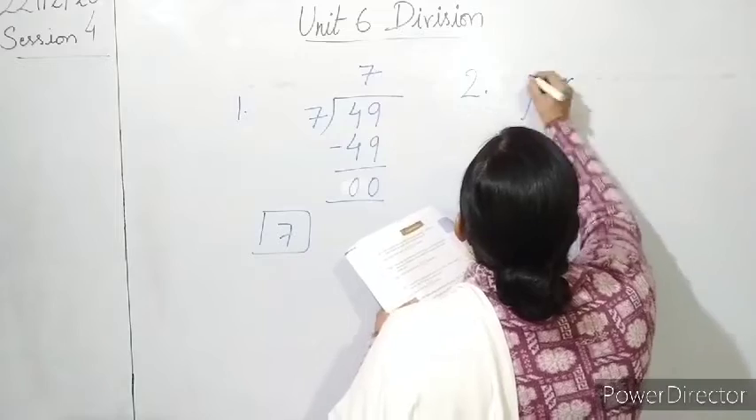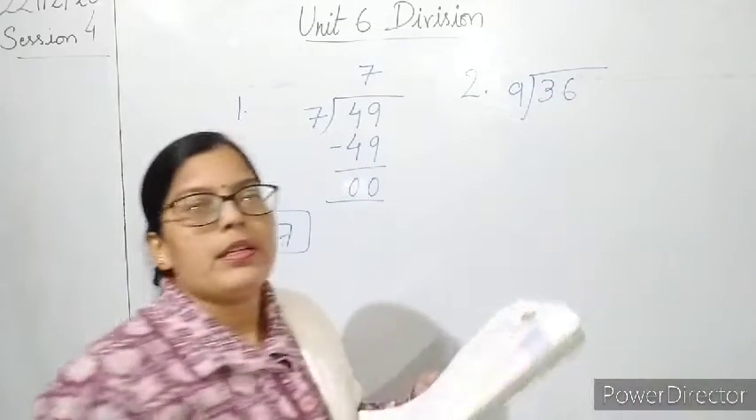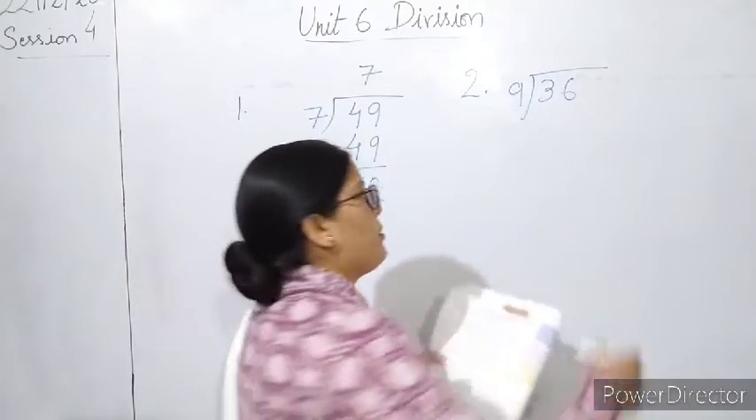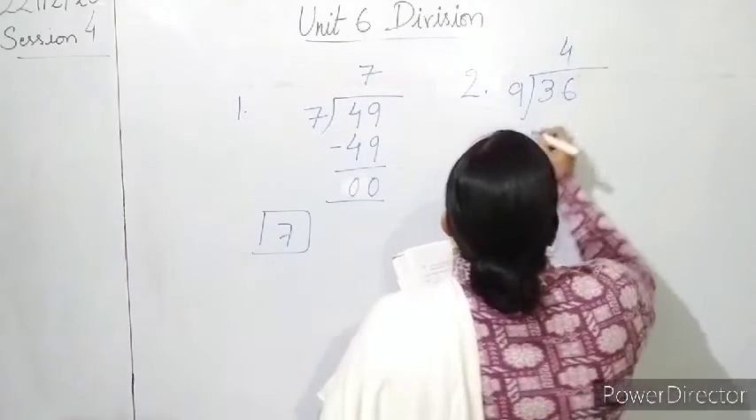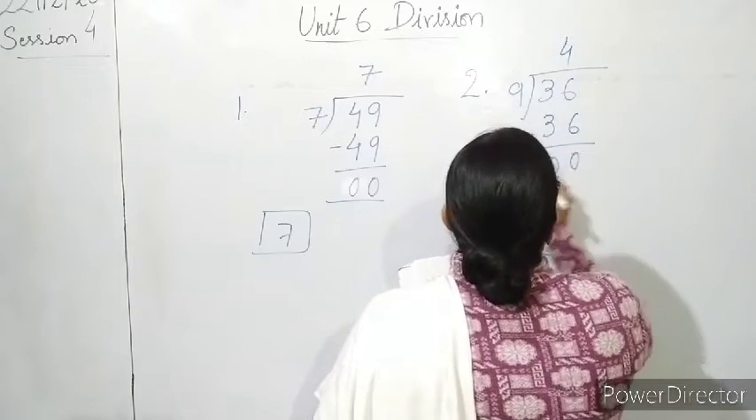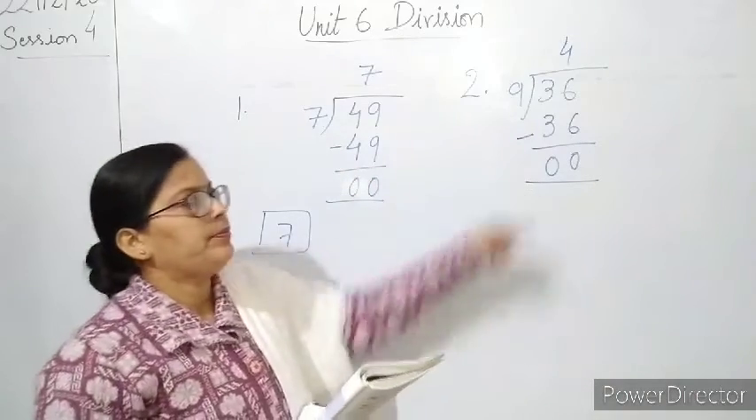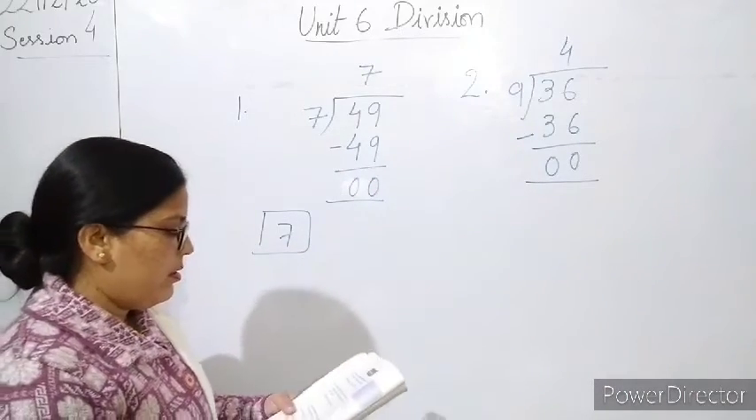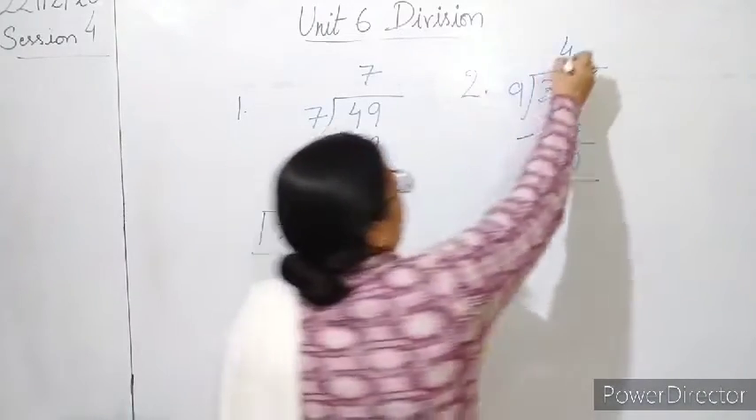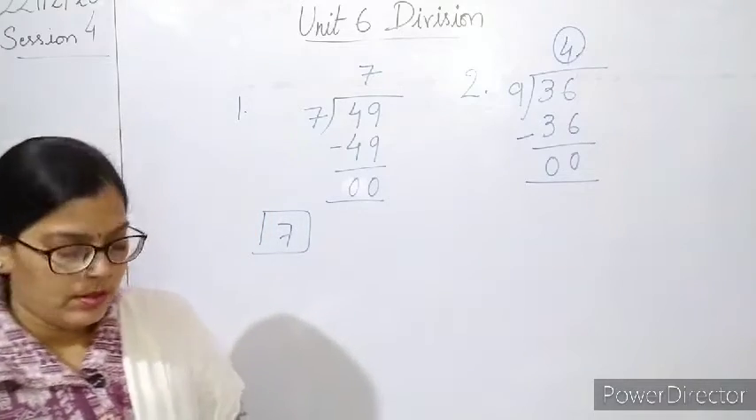36 divided by 9. You can divide 36 by 9 by 4 times. So 9 fours is 36. Subtract and write zero in the remainder part here. So each child will get how many balloons? 4 balloons. Each child will get 4 balloons.